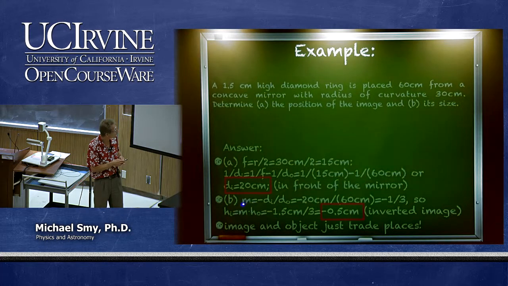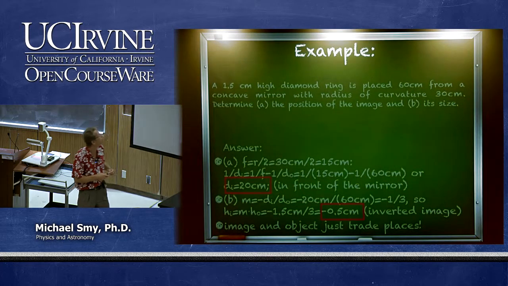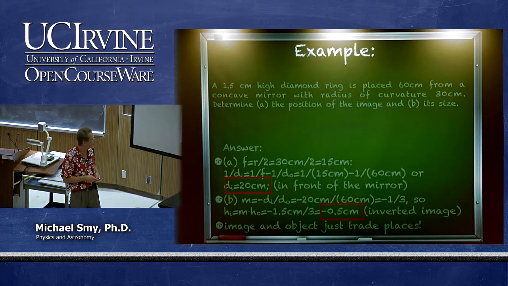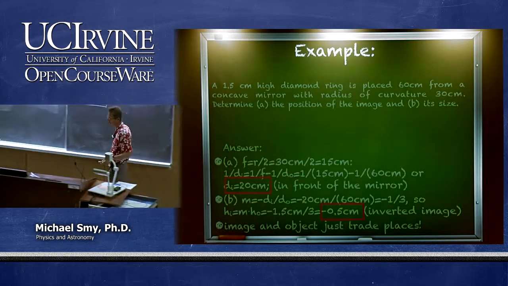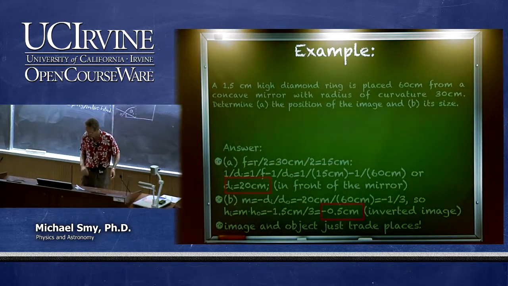It is not true for the magnification, though. In this case, the magnification is going to be -1/3. And since the original ring was 1.5 centimeters high, the image is now only 0.5 centimeters high. But image and object just trade places if you move one to the position of the other.